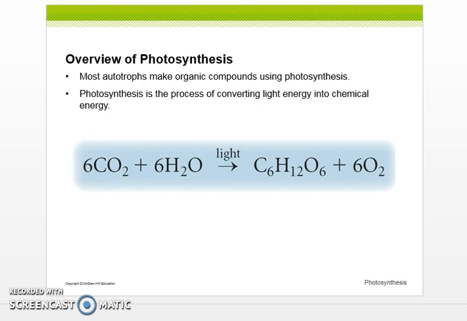Most autotrophs make organic compounds using photosynthesis. It's the process of converting light energy into chemical energy. And here's the formula.